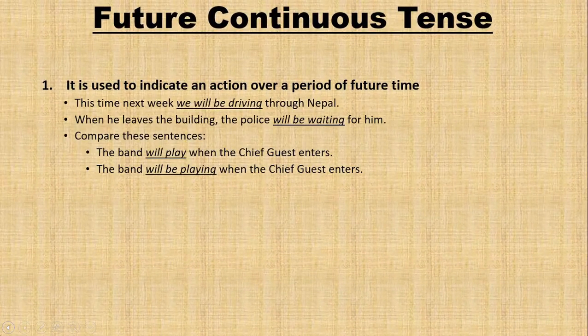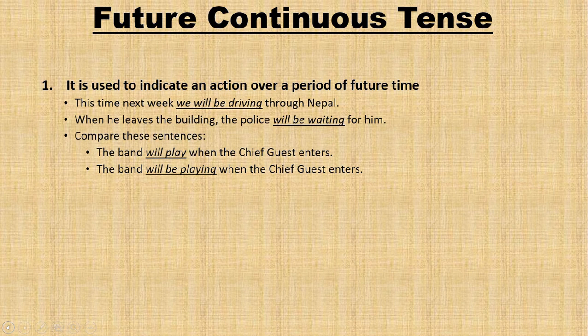Future continuous tense. Now this is another topic, alright? Let's look at the first point. It is used to indicate an action over a period of future time. Let's look at the examples. Alright, first let me tell you something about it.